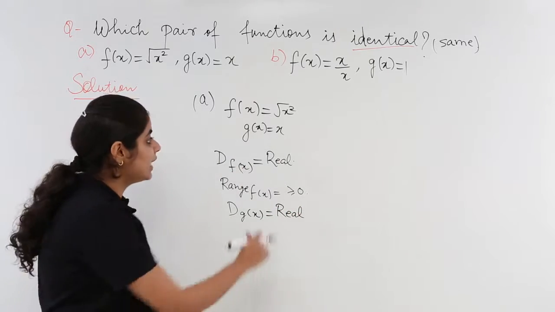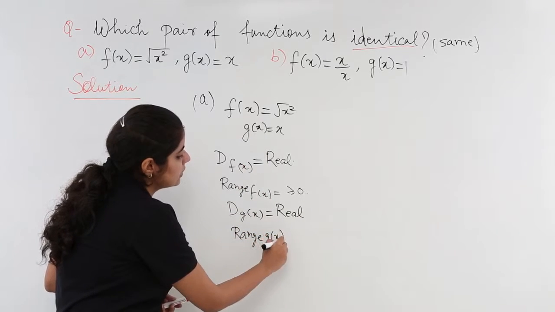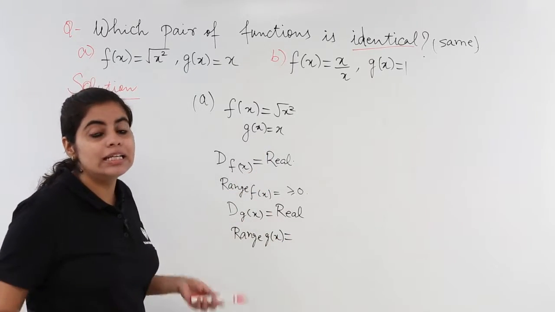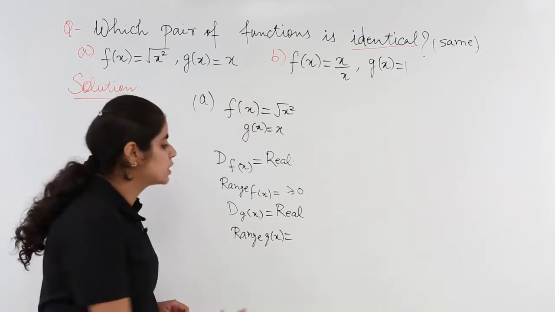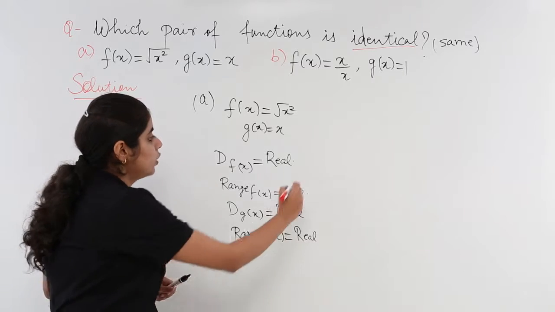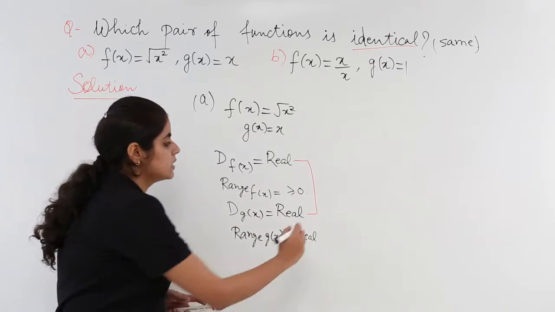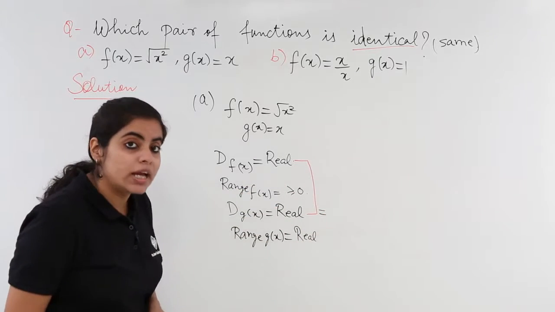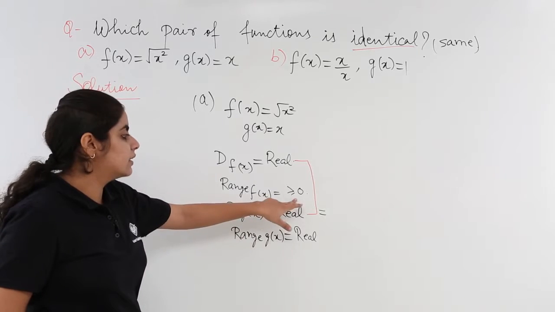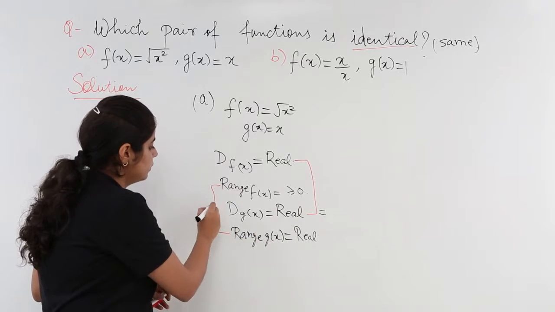What about the range of g(x)? What values will you get as a result from g(x)? You can get all the values, all real. It is not that you will get only positive values. Now check whether the domain of f(x) and domain of g(x) is equal. Yes, it is all real, it is equal. Now check whether the range of f(x) and range of g(x) is equal. No, it is greater than or equal to 0 for one, and all real for the other. So these values of range are not equal.